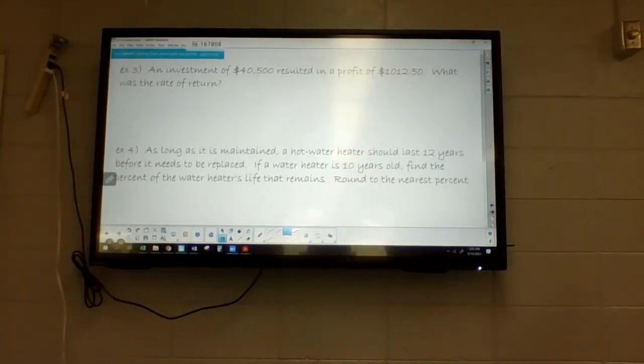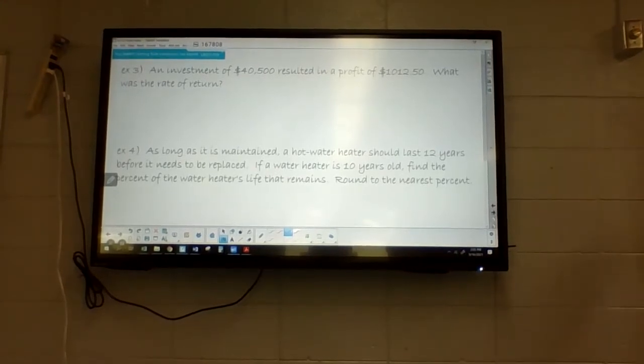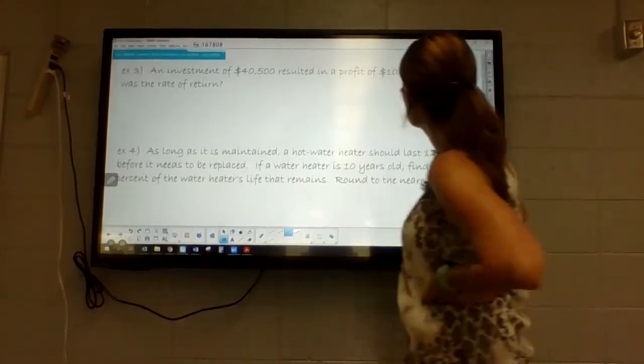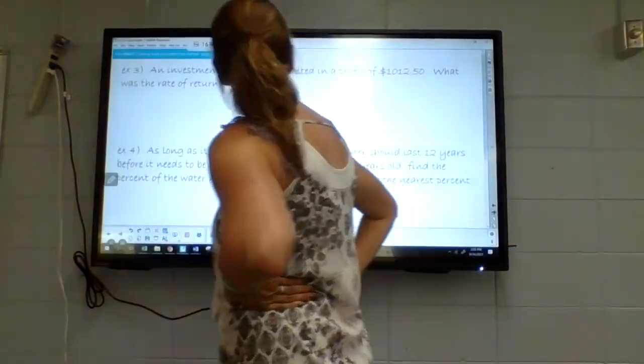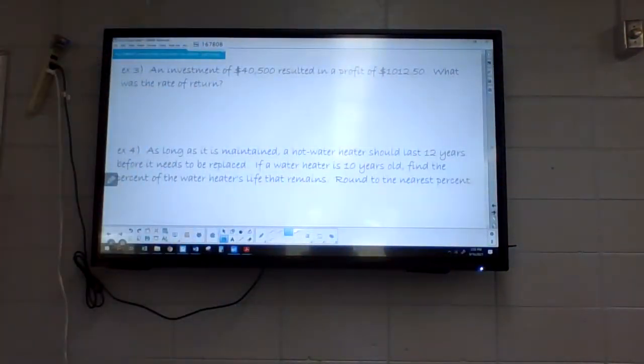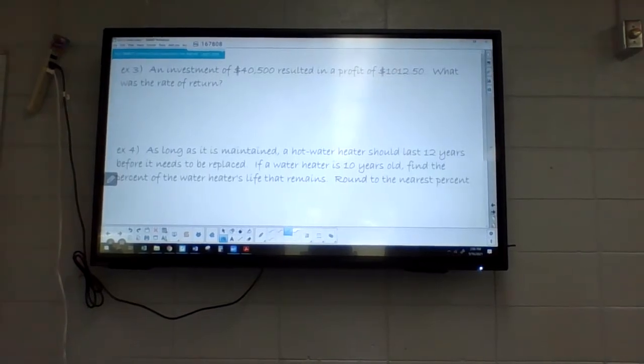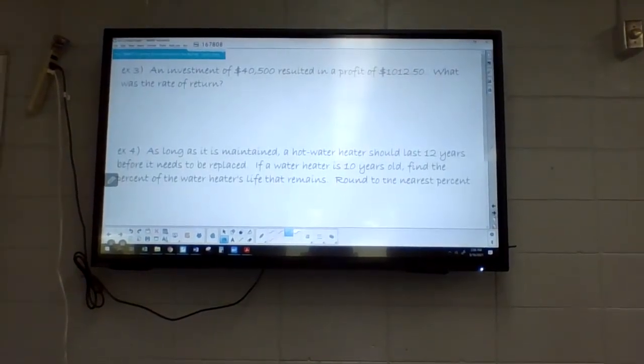So it says an investment of $40,500 resulted in a profit of $1,012.50. What is the rate of return? So the rate of return, how much do they get back from this? Is that answer as a percent? Yeah, it's answered as a percent.